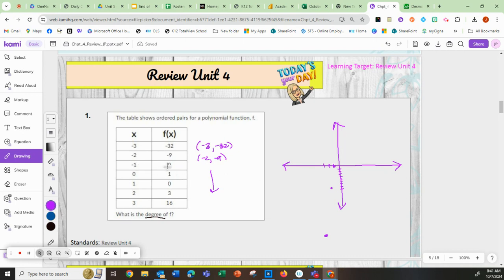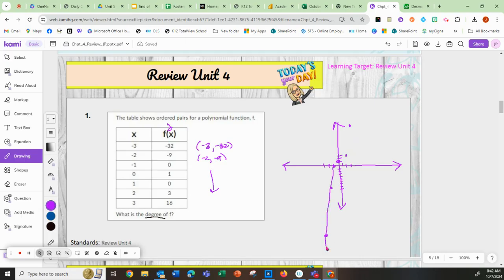-1, 0 is on the x-axis. 0, 1 is on the y-axis. 2, 3 would be somewhere right here above the x-axis, and then 3, 16 would be somewhere up here. So again, this is your x, f of x is the same thing as the y value, and you would just get this sketch.